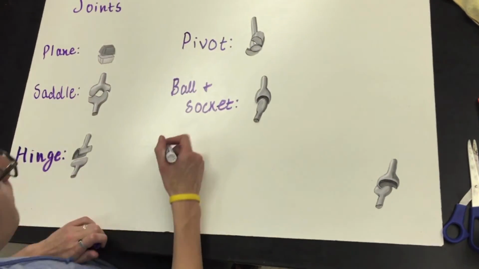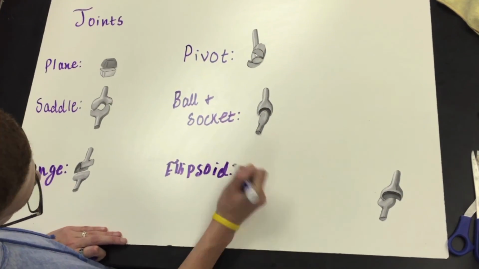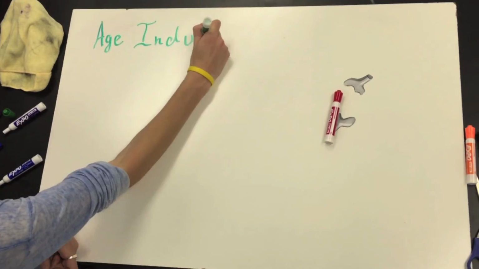Ellipsoid. Ellipsoid joints are similar to ball and socket, but the shape of one surface is ellipsoid rather than bulbous. This limits movement by making the joint biaxial. Age-induced disorders.